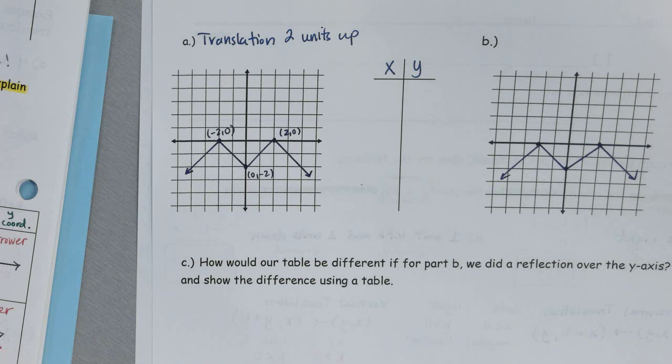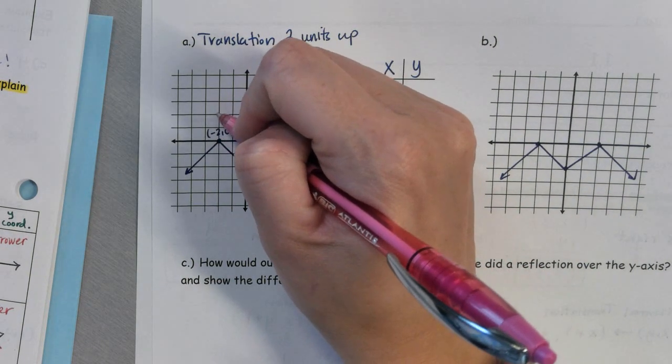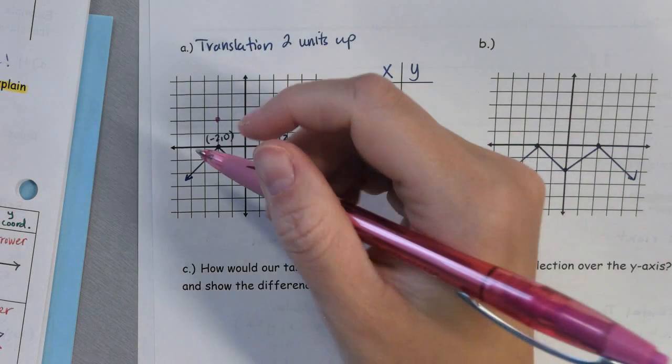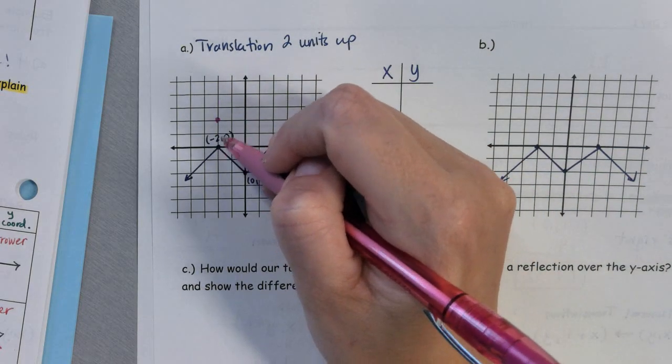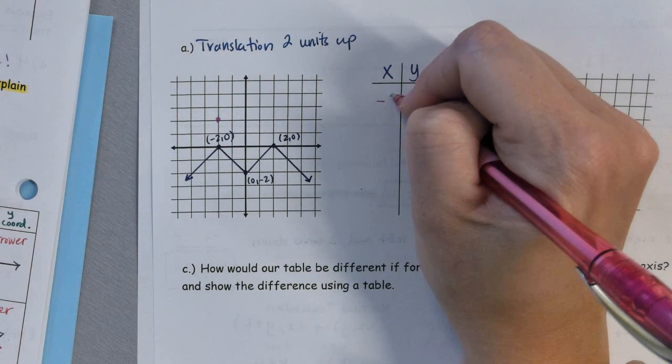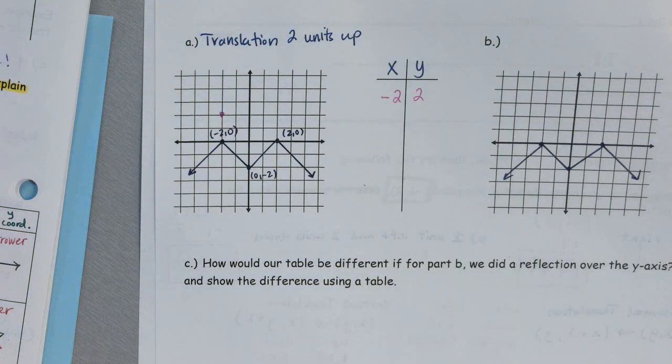And then if you are not doing them in 2 different colors, will you guys use the dash lines to connect them? Okay, so the translation of 2 units up, right? You can focus on these points, 1, 2. Okay, so now I'm at -2 up 2, so this becomes -2, 2.